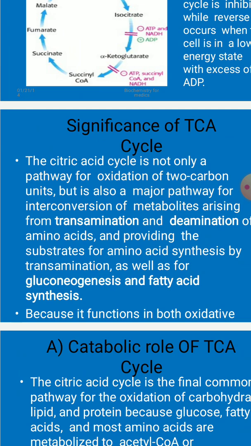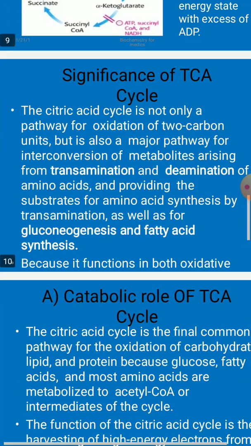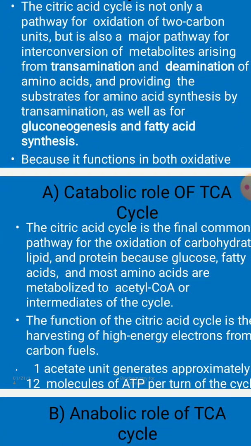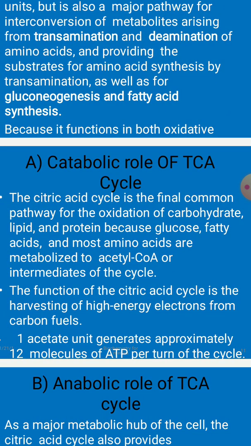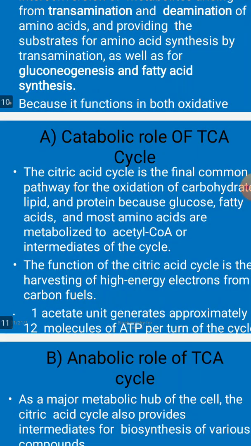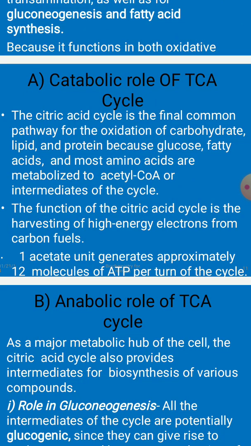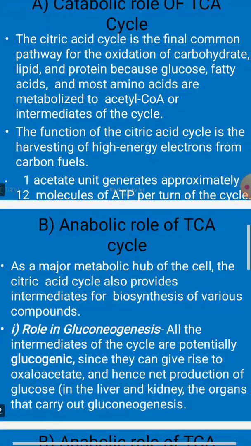So first we will see the catabolic role of TCA. The citric acid cycle is the final common pathway for the oxidation of carbohydrate, lipid as well as protein, because glucose, fatty acids and most amino acids are metabolized to acetyl-CoA or intermediates of the TCA cycle. The function of this citric acid cycle is the harvesting of high-energy electrons from carbon fuels, so one acetate unit generates approximately 12 molecules of ATP per turn of the cycle, as we have seen while discussing the energetics of TCA. I showed you how 12 ATP molecules are the net ATP of TCA. So this is the catabolic role of TCA.